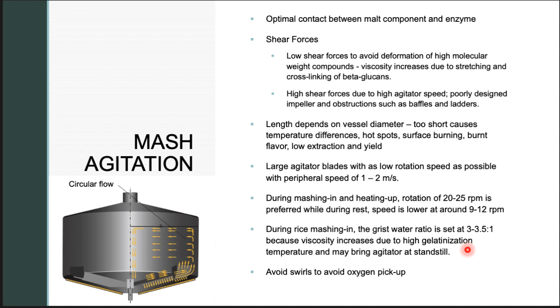When rice is used as an adjunct, the grist water ratio is set at a higher range, in the range of 3 to 3.5 parts of water for 1 part of malt, because of the high viscosity increase in rice due to higher gelatinization temperature. If allowed and possible, some exogenous enzymes are also used to reduce the viscosity of the rice mash. Ignorance of these preventive measures may cause viscosity to increase to the level where the agitator comes to a complete standstill.